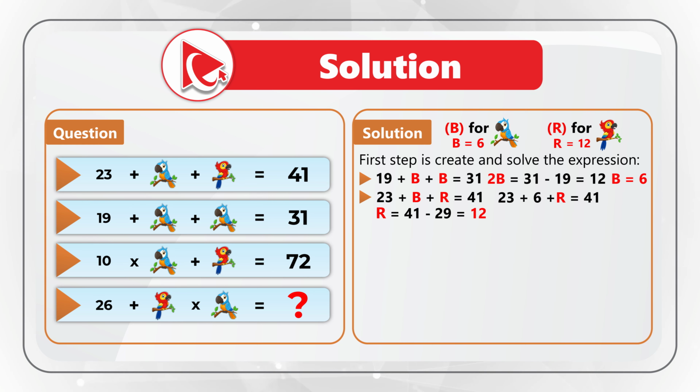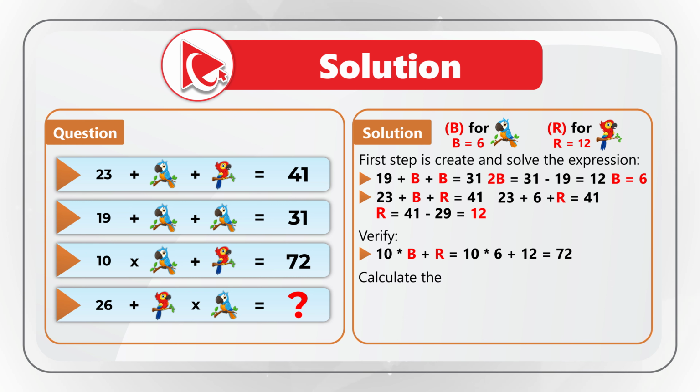But let's use the third expression to verify that our calculations are correct. 10 multiplied by blue parrot B plus red parrot R equals 10 multiplied by 6 plus 12. 10 multiplied by 6 equals 60, 60 plus 12 equals 72.